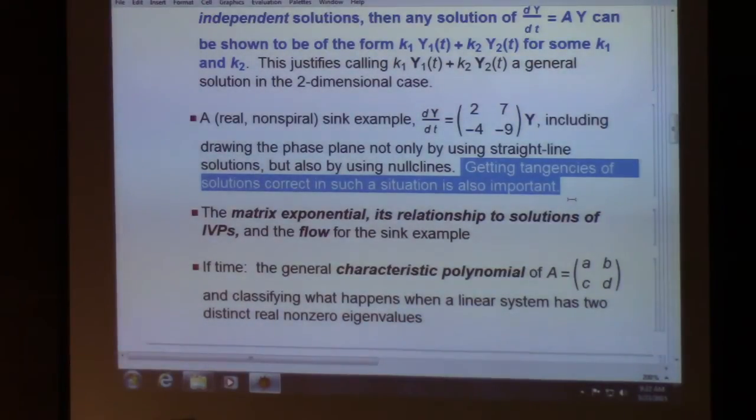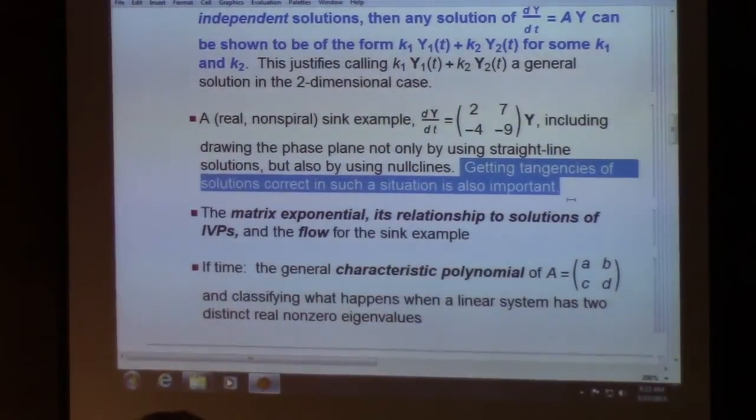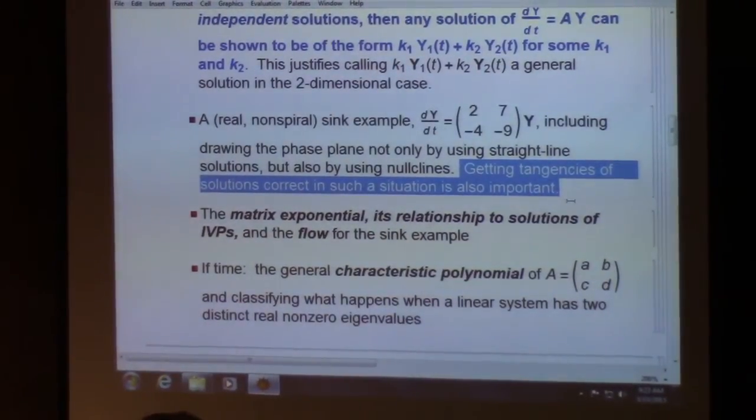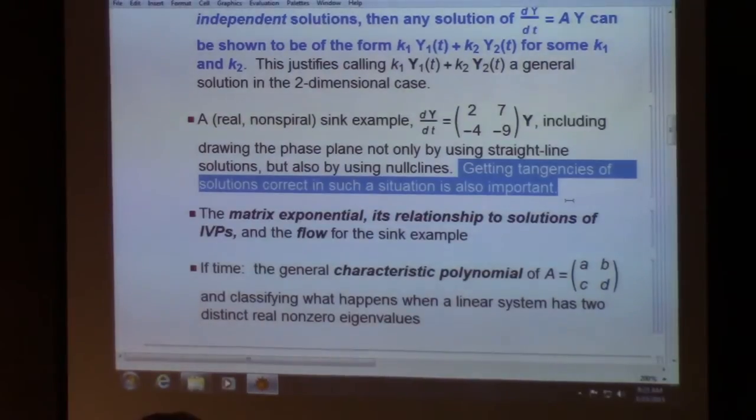You can have tangencies of solutions as you approach the origin, either as t goes to infinity for sinks, or as t goes to minus infinity for sources. You can have tangencies along some line near the origin. You want to get those right.